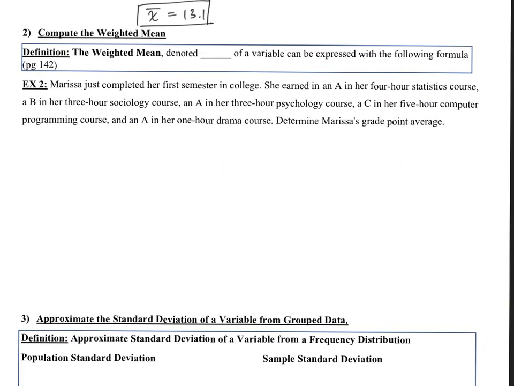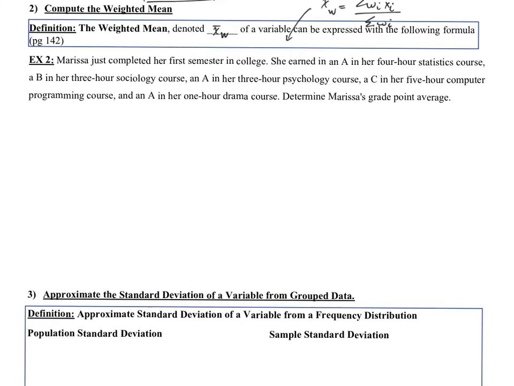So let's compute the weighted mean. The weighted mean, denoted by x bar w, w for weighted, of a variable can be expressed with the following formula. And I didn't leave that much room here, so hopefully I'll change that in your notes. But I'll put it right here. X bar w is the sum of your w sub i times x sub i divided by sum of w sub i. Okay, so let's take a look at this.